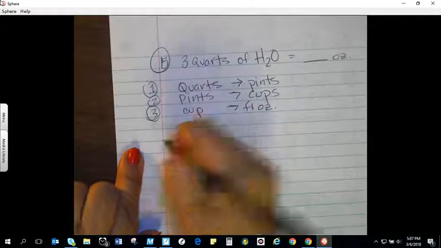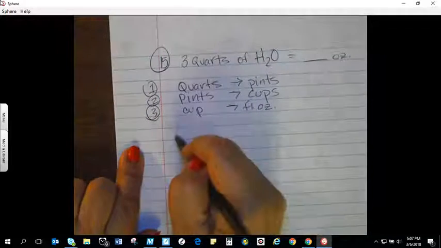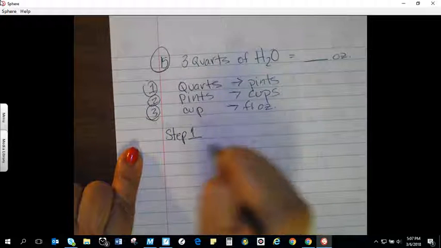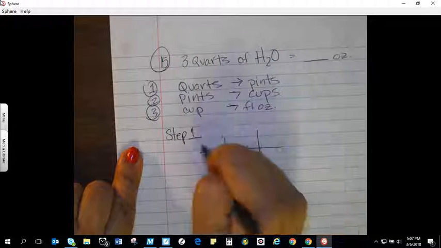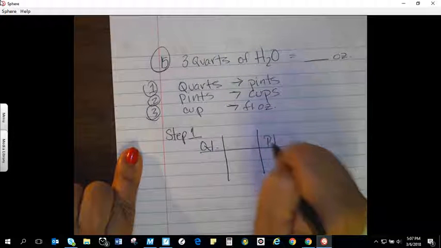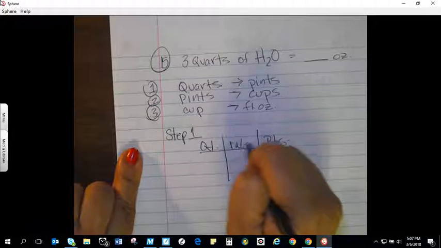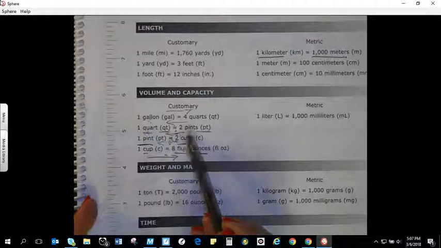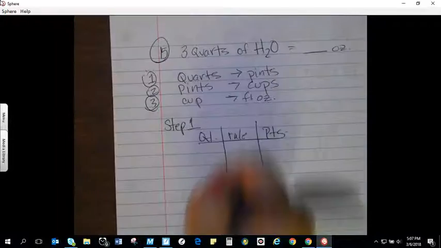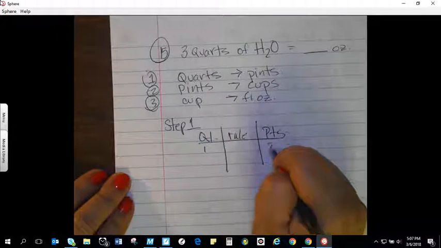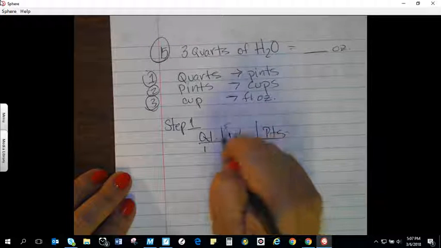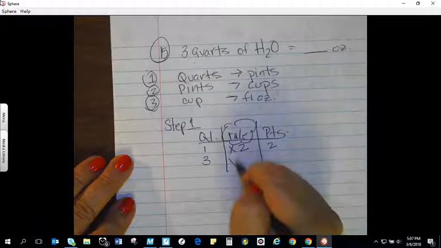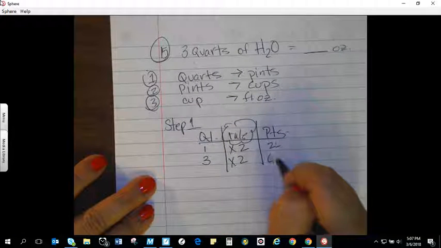So here's my step 1 that I'm going to do. I'm starting off with quarts, going to pints, and my rule. So I'm going to look over my chart, and I know that for every quart, it's equal to 2 pints. So I have 1 quart, 2 pints. I multiplied it by 2 because that is my rule. I'm starting off with 3 quarts, is what they told me, times 2. That gives me 6 pints.